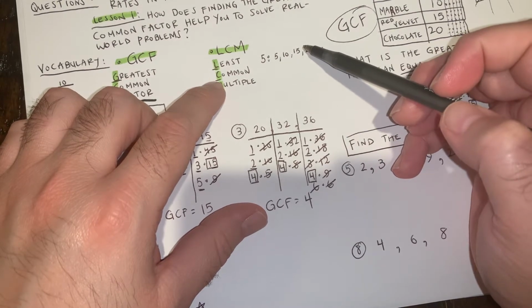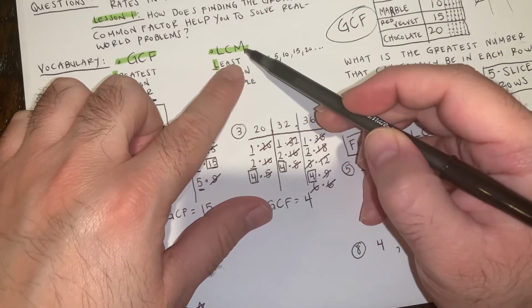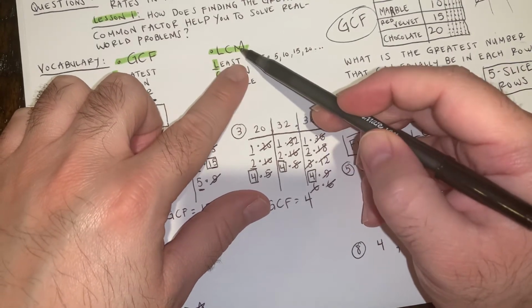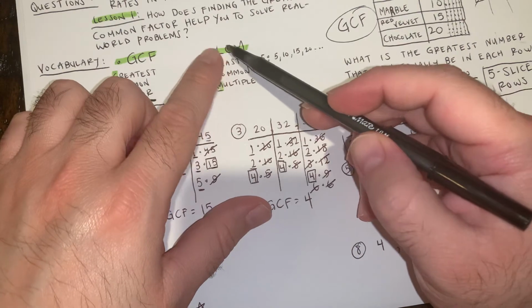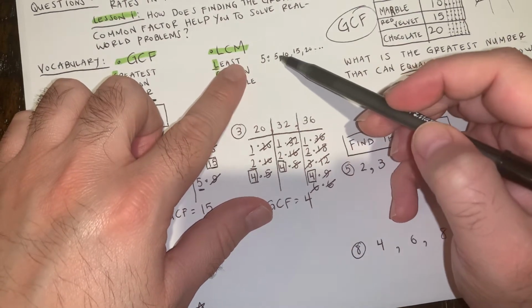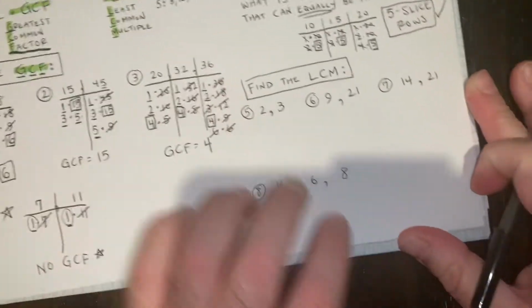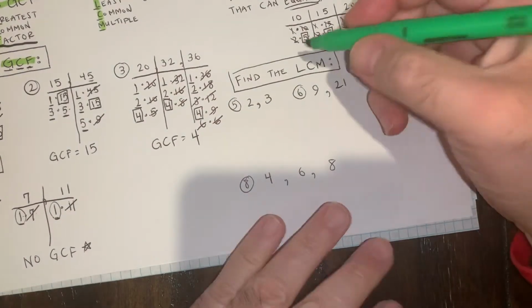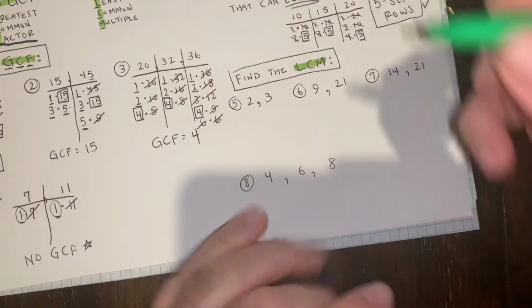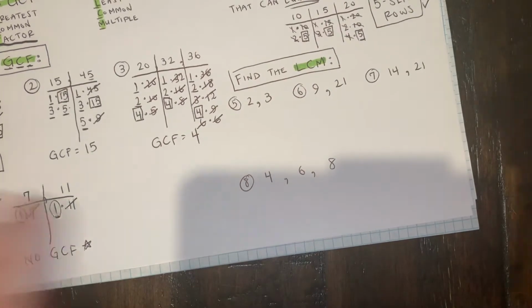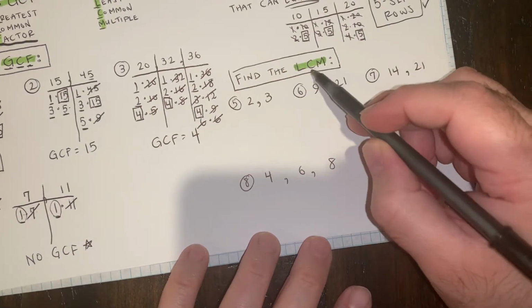Or, to make it easy, let's count, man. That's a little trick. That means you're counting by 5s. Count by 5s: 5, 10, 15, 20. So that's what we're going to be doing when we find the LCM, when we find the least common multiple.